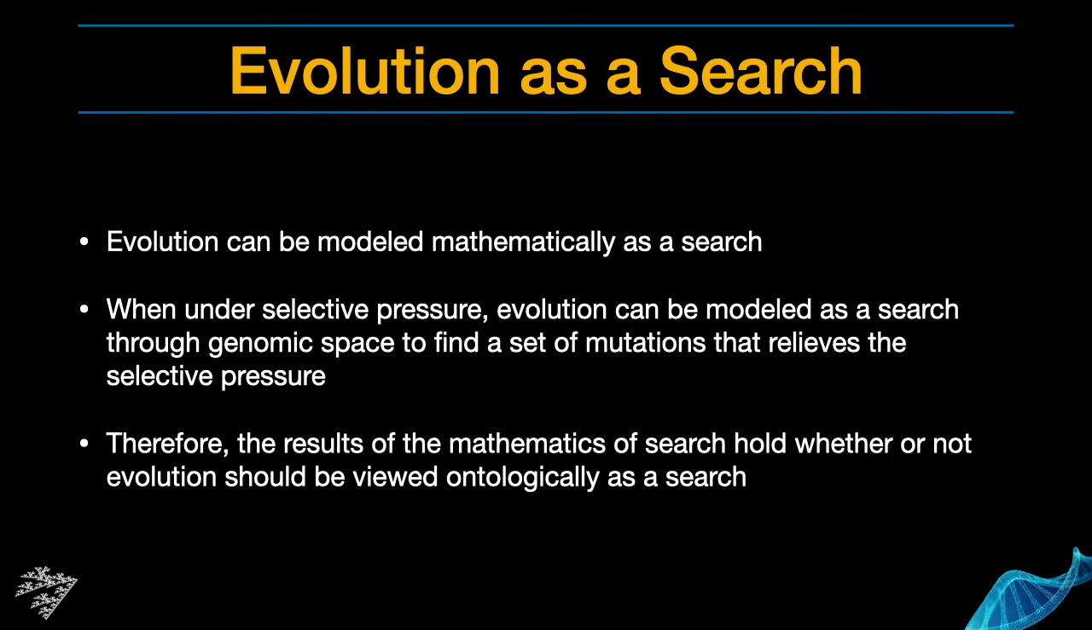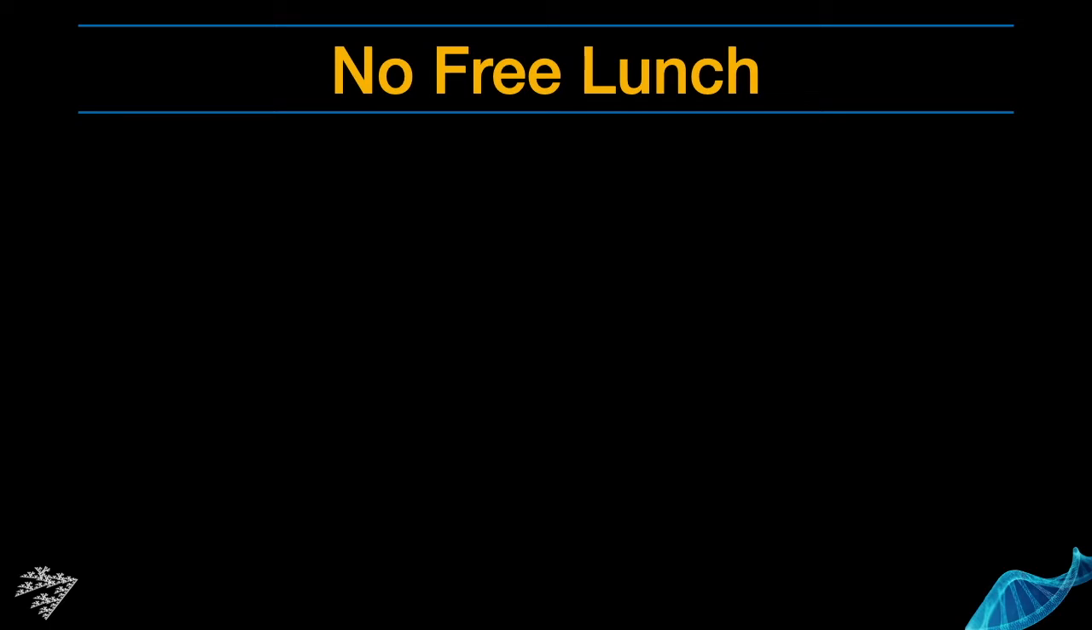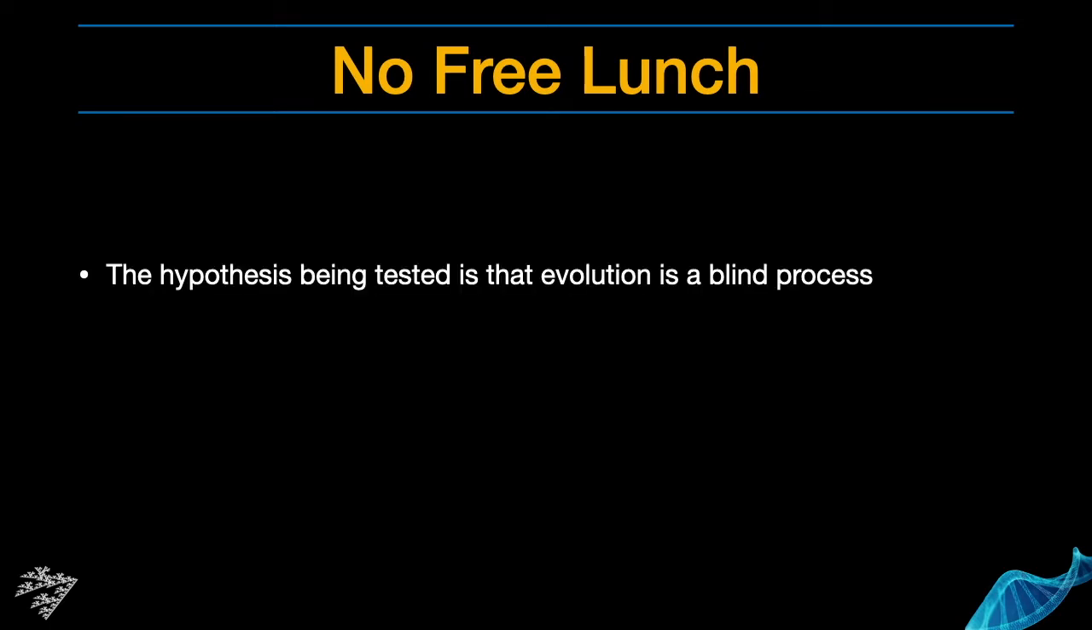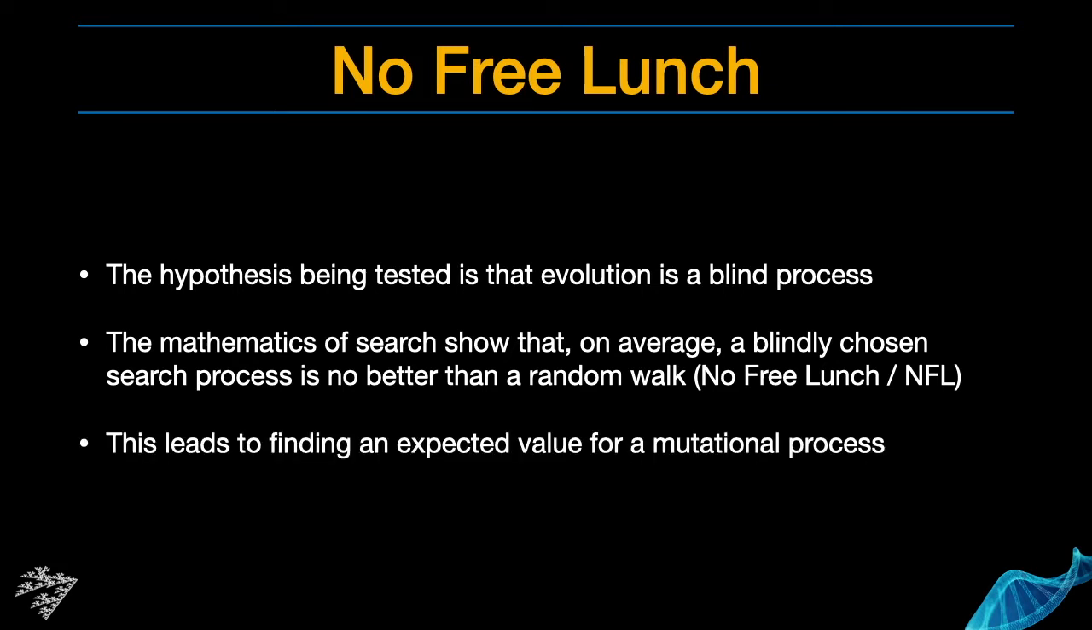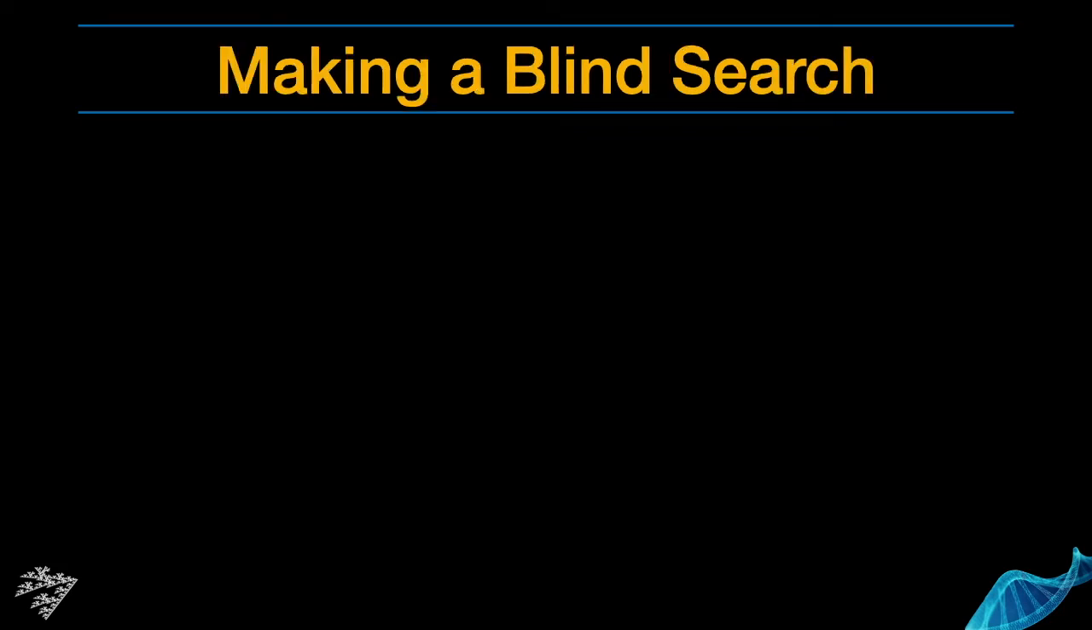So now within search, there is a theorem called the no free lunch theorem, okay? Now, remember the hypothesis that we're testing is that evolution is a blind process, okay? Well, the mathematics of search show that on average, a blindly chosen search process is no better than a random walk, okay? And so this is called the no free lunch or NFL theorem. And this allows us to find an expected value for a mutational process, okay? Because on average, which would be the expected value, a blindly chosen search process is no better than a random walk, okay? So therefore, if we can make a random walk, then we can find an expected value.